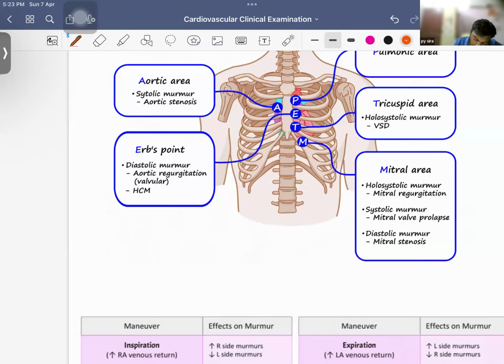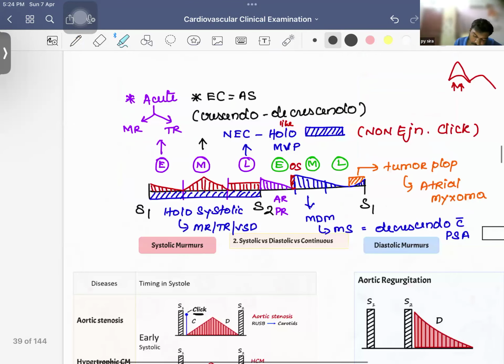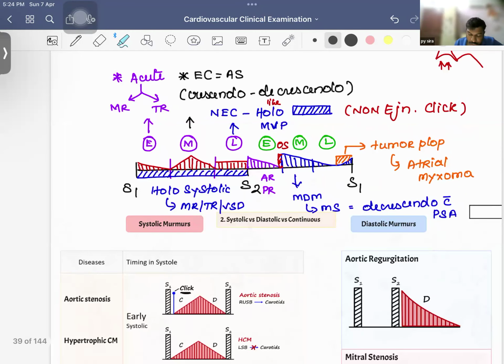One more thing I didn't tell about is the third intercostal space, which is called Erb's point. It is where we hear the murmur of aortic regurgitation, valvular aortic regurgitation, and HOCM or HCM. That is an extra point. So whenever a person comes to you with valvular heart disease, you put your stethoscope and listen for the murmur. What are the murmurs you get to see and how are you going to feel it?